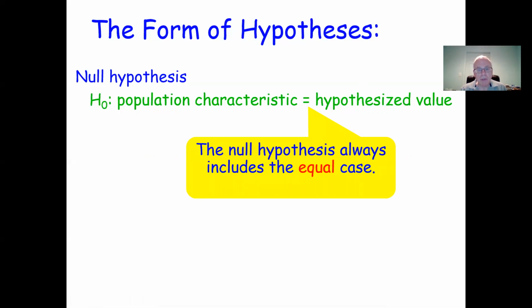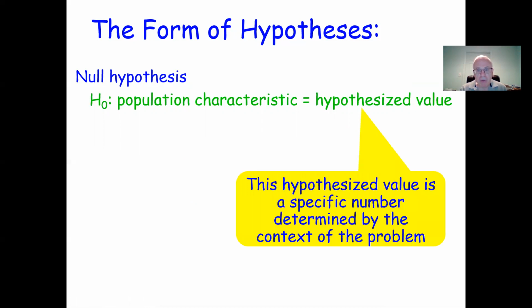So the null hypothesis always includes the equal sign. The hypothesized value is a specified number determined by the context of the problem. So the problem itself will tell you what that number is. You need to put in for the hypothesized value.